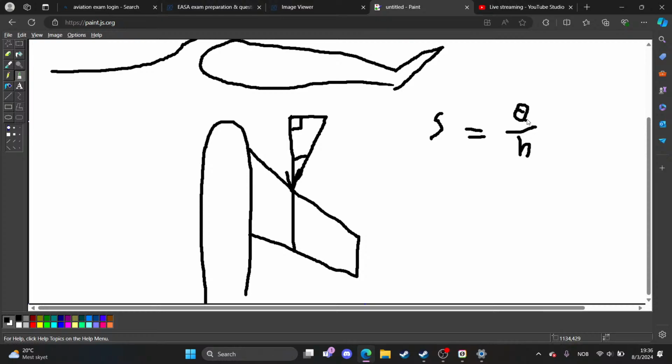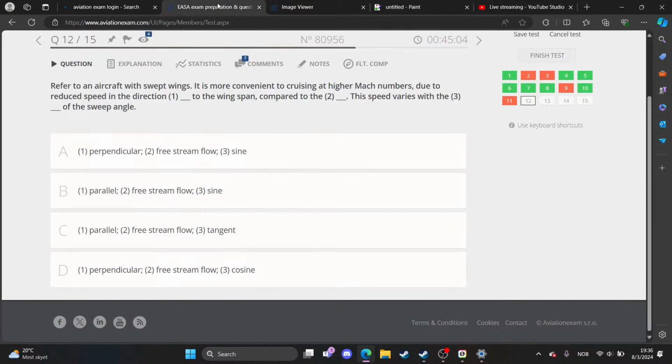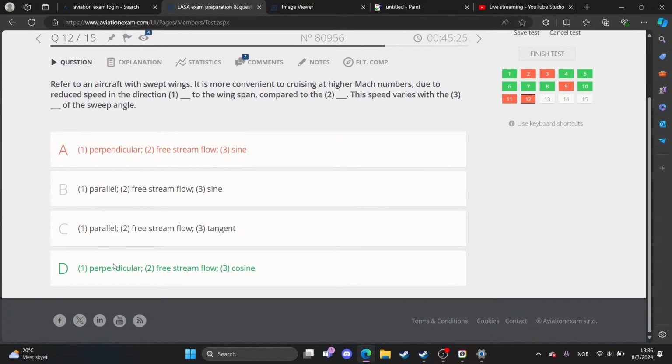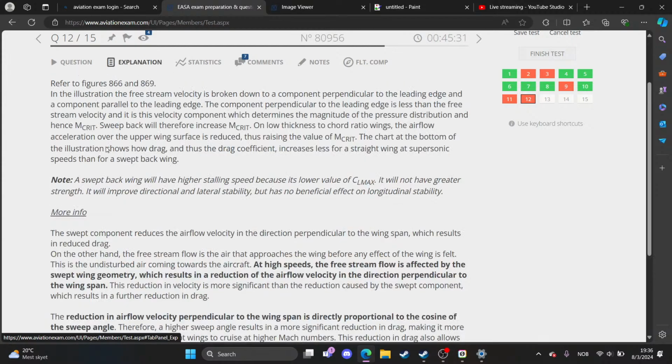I might be completely off on this, but we'll see. Opposite, do we know the opposite? I think I need to guess on this one. I'm guessing this one. No, it's wrong. I got the perpendicular correct. I got the free stream flow correct, but like the cosine. Why is it called cosine?